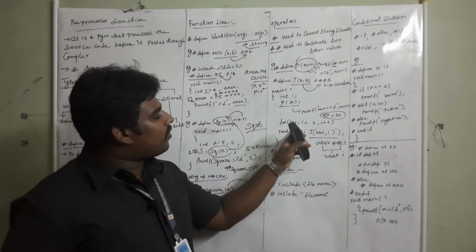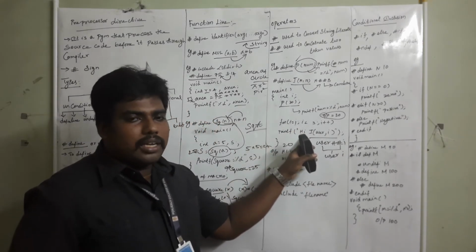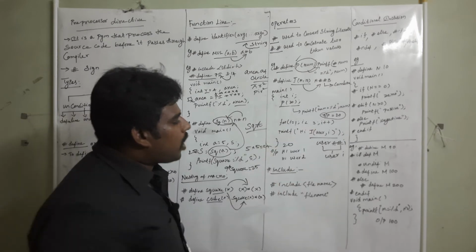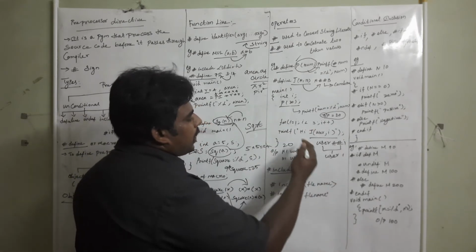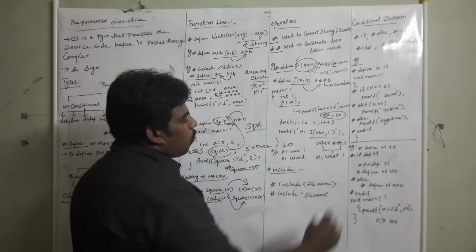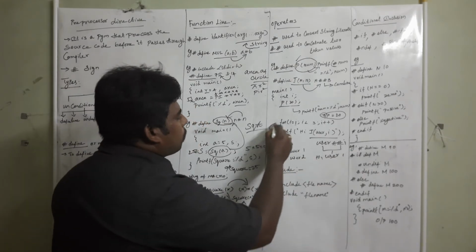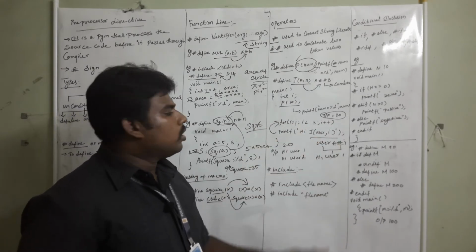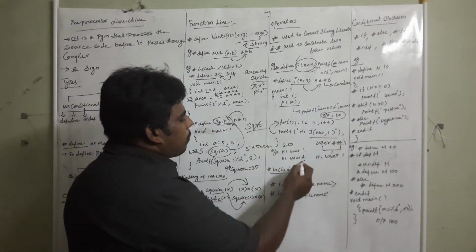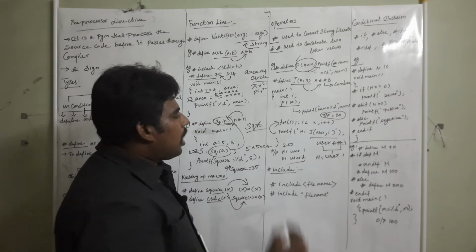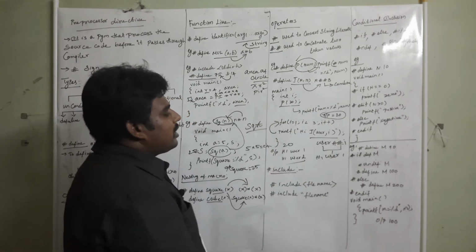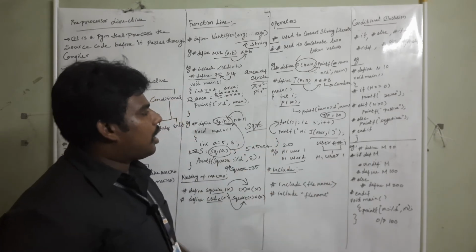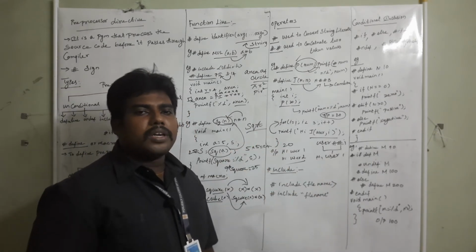At first, what's the i value? It is in the printf, right? So it will print. What's the i value now? 1. So it will print hi user 1. Again for loop. Now what's the i value? i plus plus, i value is 2. 2 less than 3, so it will print hi user 2. Again increment, 3. i less than 3, condition is false. So it will come out. All of you understood?